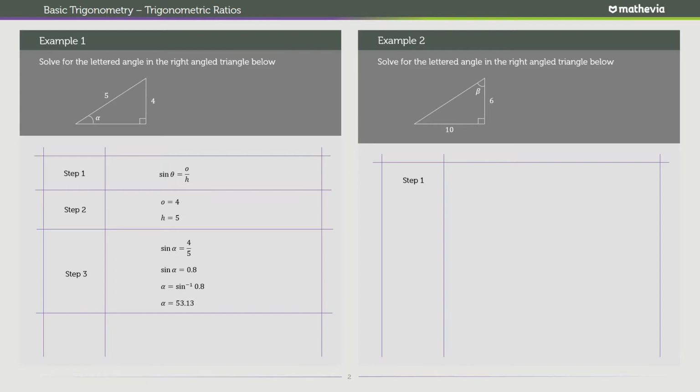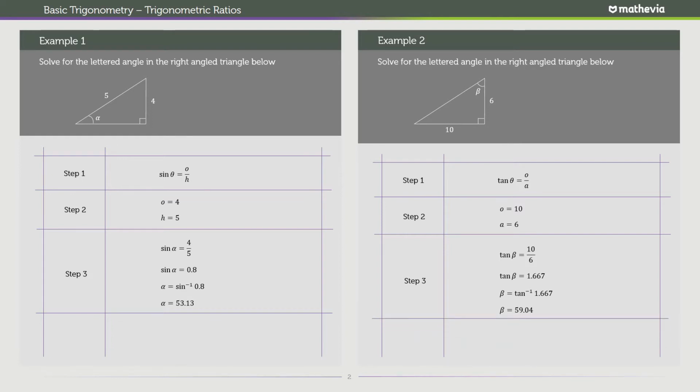The trigonometric ratio that relates opposite and adjacent is tangent. So tan of theta equals opposite over adjacent, and we have our opposite as 10 and our adjacent as 6. So we have tan of beta equals 10 over 6. You find 10 over 6 and you have 1.667, so beta equals tan inverse of 1.667, and using the calculator you end up with beta as 59.04.